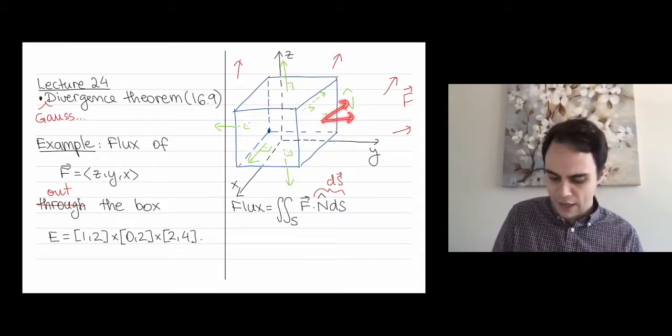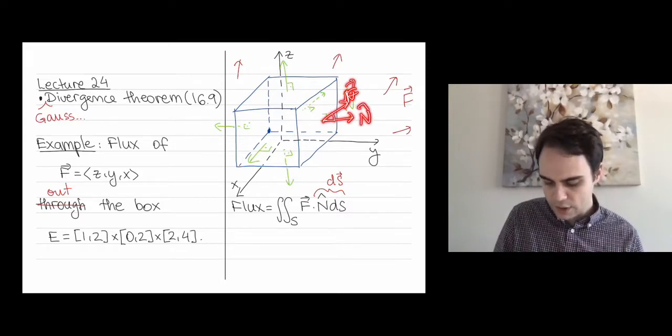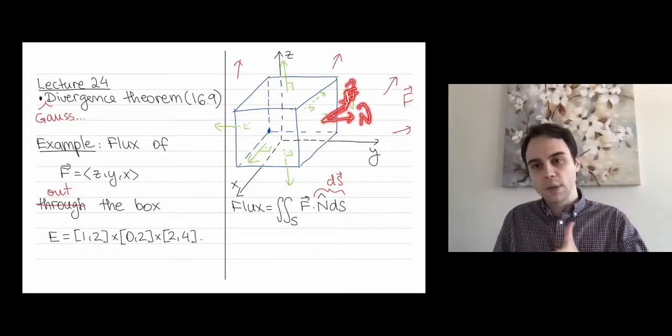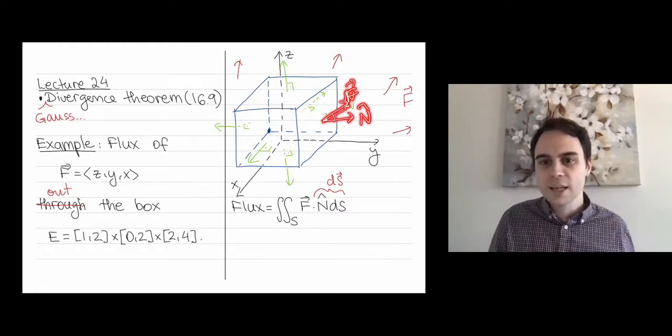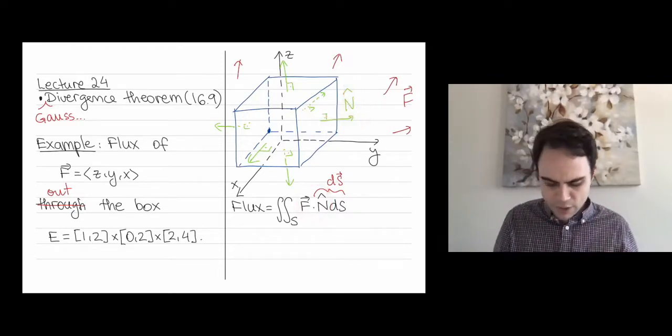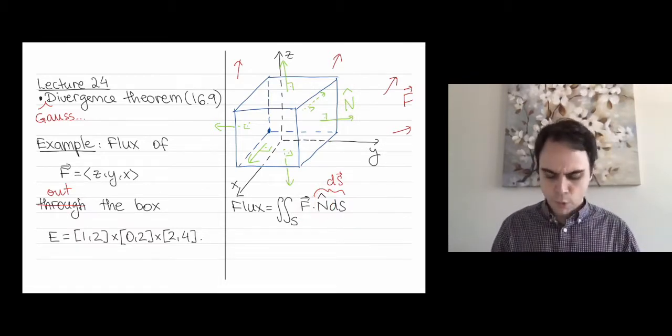Let me just try to say that again. I want that if f is pointing more with n rather than against it, then this dot product is contributing a positive amount to the outward flux. That's why I'm using this normal that points out. Okay.